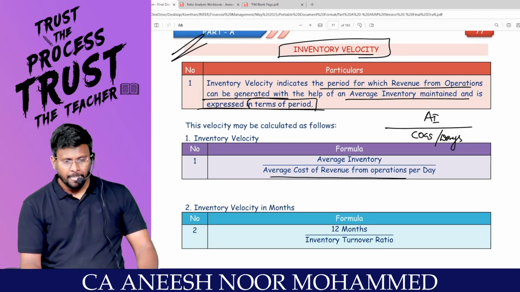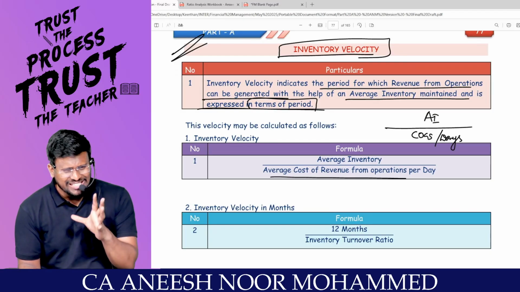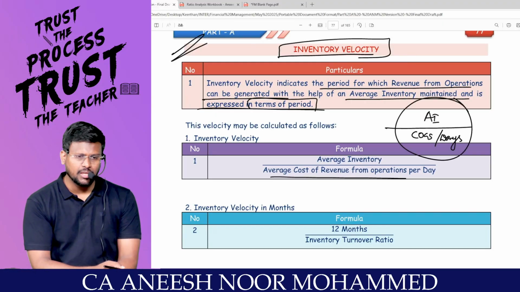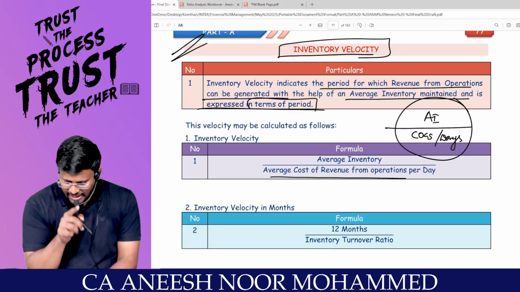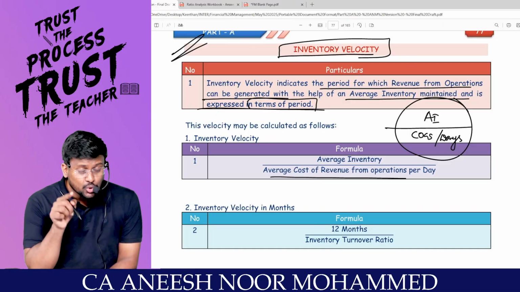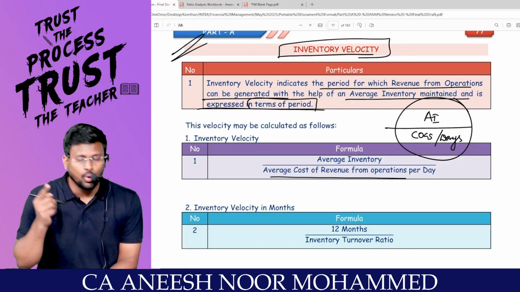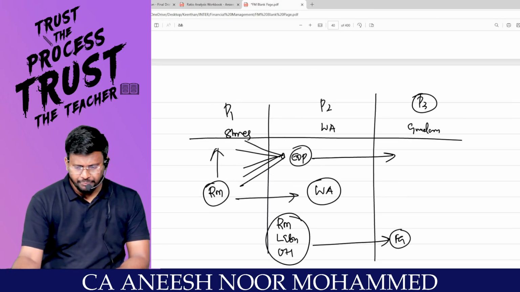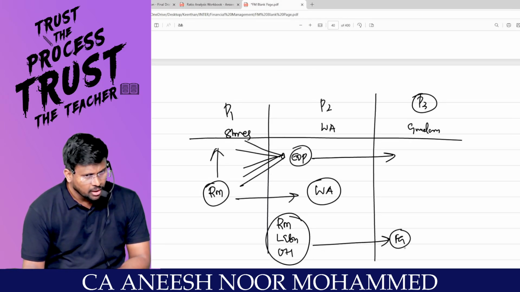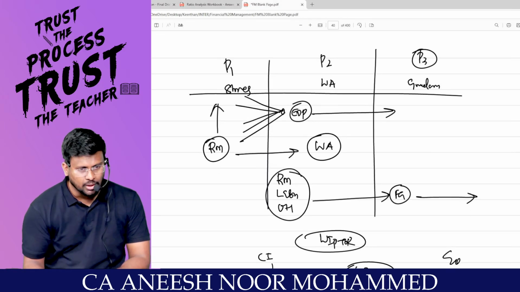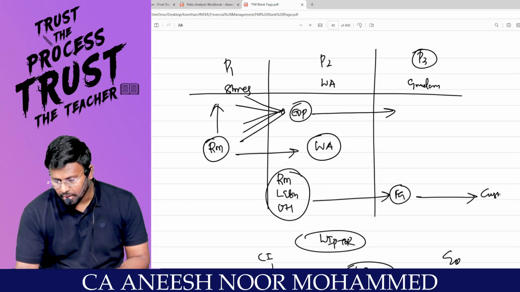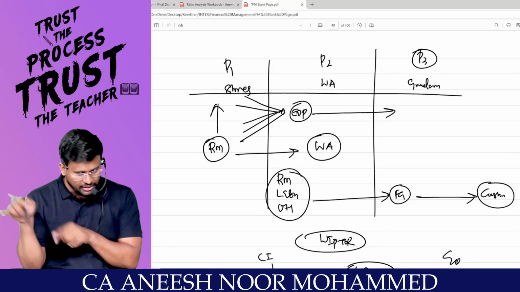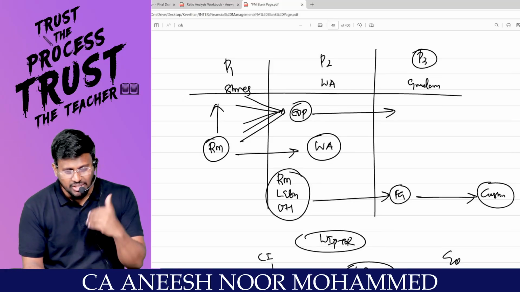What does this indicate? What do you mean by inventory velocity? How many days the finished goods inventory was there in the go down. So from the work area, what will come? Finished goods will come to the go down. From the go down, it will go out to the customer. It comes, goes, repeats. How much time does that take?